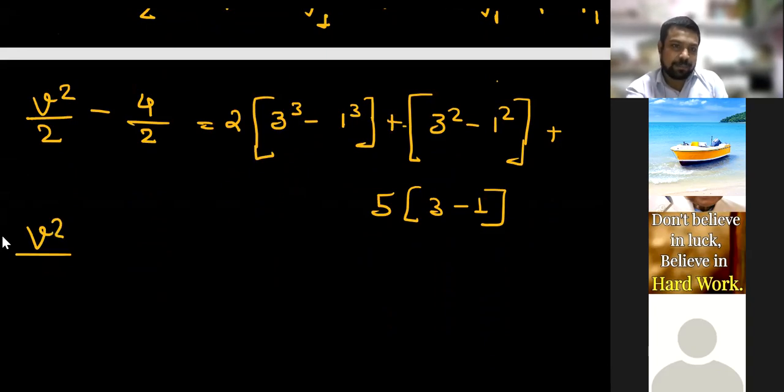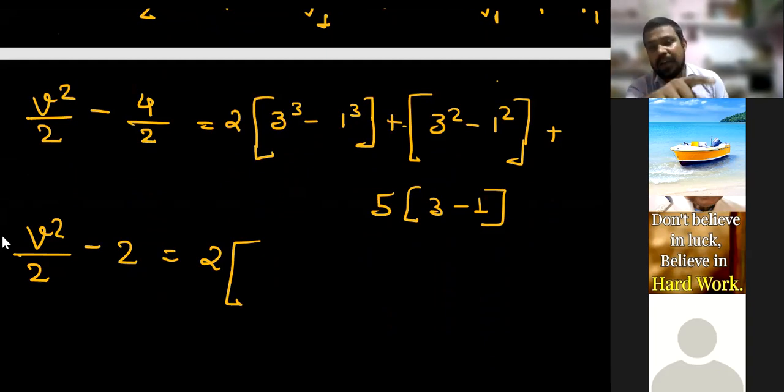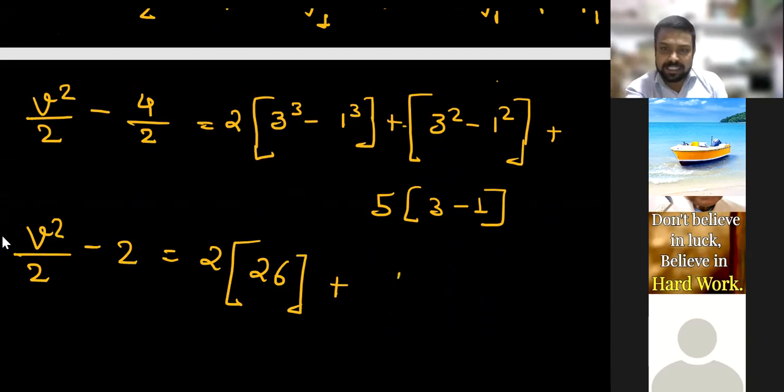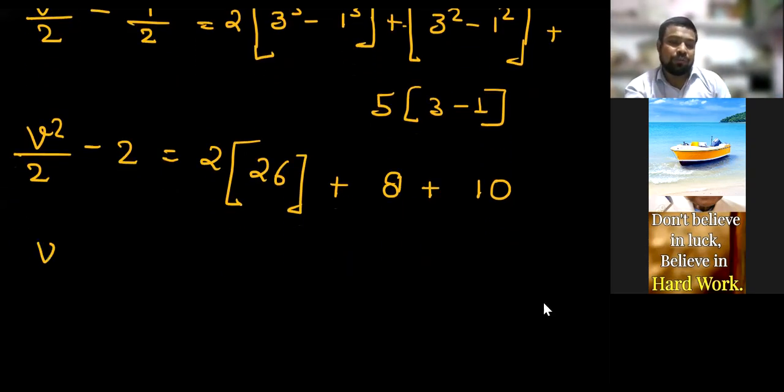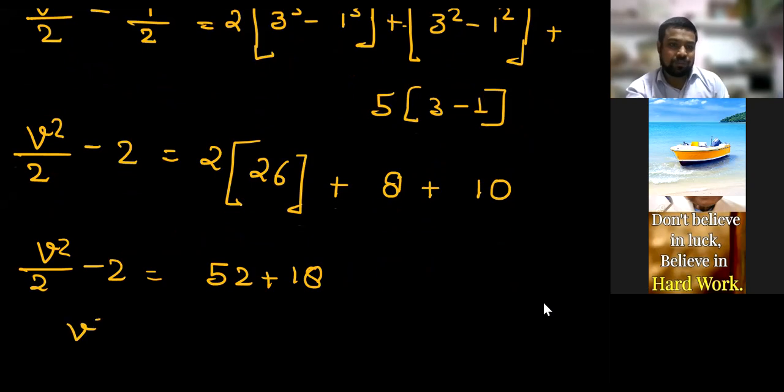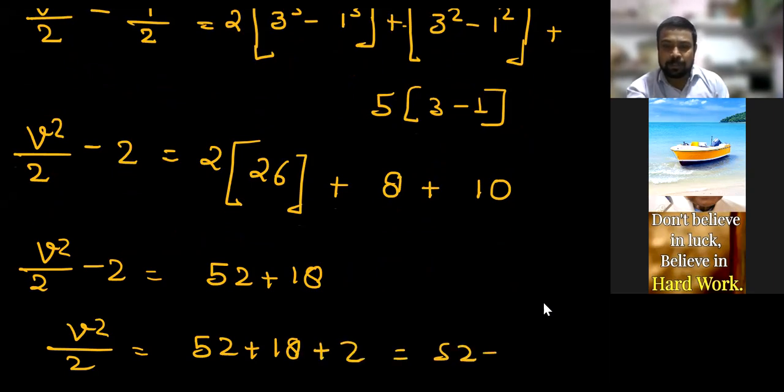So it's the v square by 2 minus 2. What is the cube of 3? 27. 27 minus 1 is 26, plus 9 minus 1 is 8, plus 10. Clear, my dear friend? Yes, sir. So v square by 2 minus 2 is 52 plus 18. So v square by 2 is equal to 52 plus 18 plus 2, that is 70 plus 2.